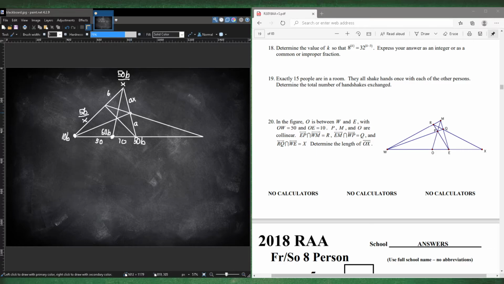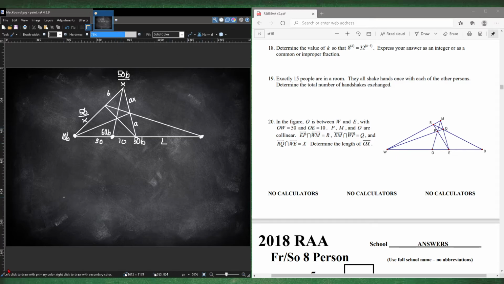And you can do the same thing here. So this point would just be 50b plus 50b over x. And this point over here would be 50b over x plus 10b. But we really don't need it. So that is just for this. So we need to find this length right here. So let's label this L. And we have another point right here. So how are we supposed to find this length?